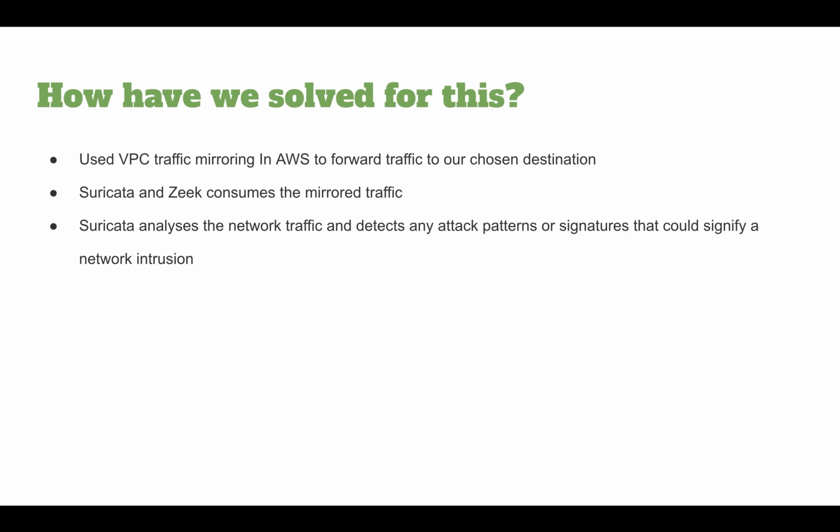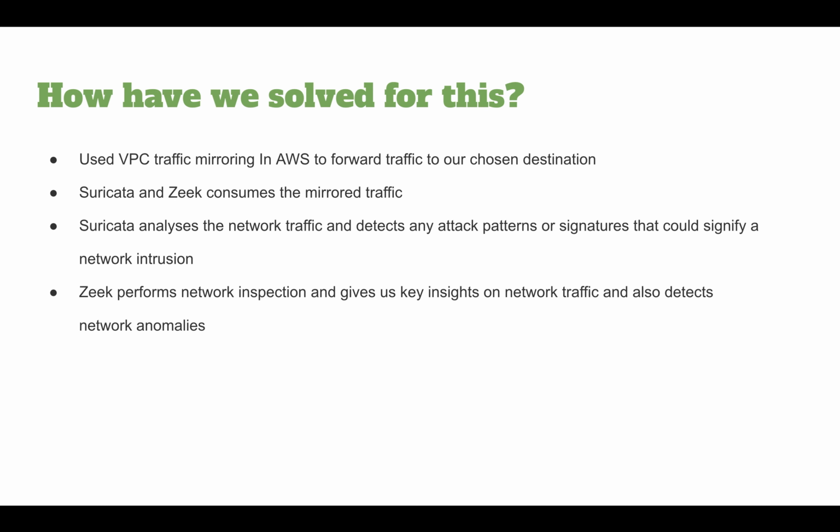Suricata analyzes the network traffic and detects any attack patterns if there is a signature match. And Zeek performs network inspection and gives us key insights on network traffic, and also detects network anomalies. These anomalies have to be defined by us. It does not detect anomalies by default.